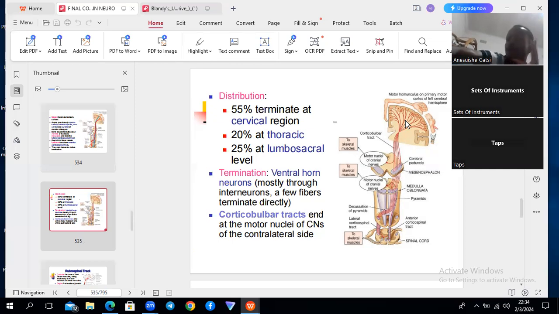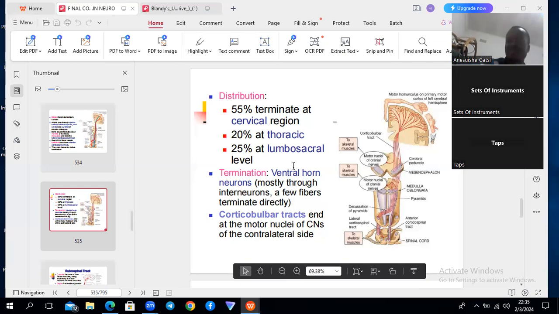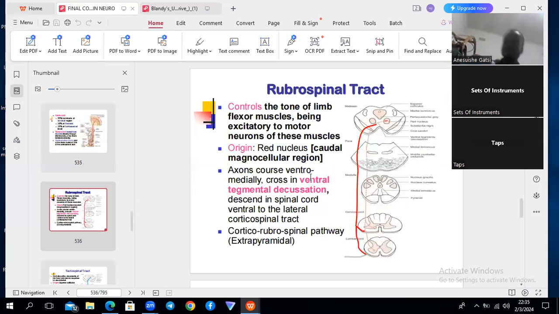So most of the corticospinal fibers have to end in the cervical region, where they will give you the brachial plexus after exiting as the anterior spinal nerves, right? Then the other regions will get very little fibers, right? I wouldn't want you guys to know these percentages, but just know that most of them end in the cervical region, right?